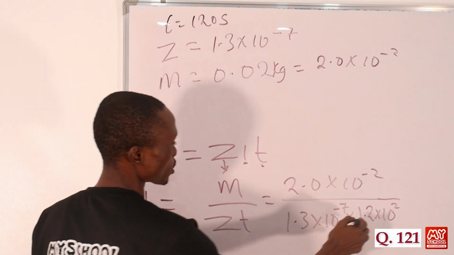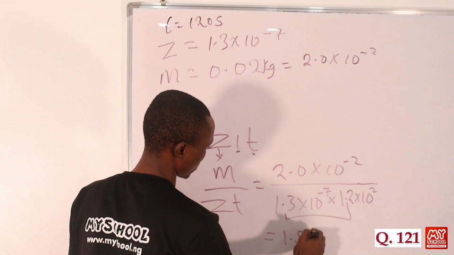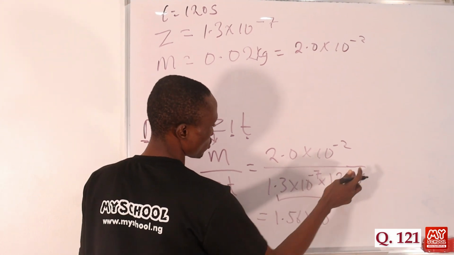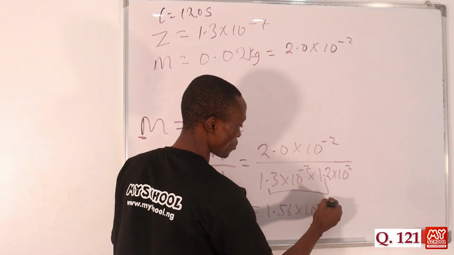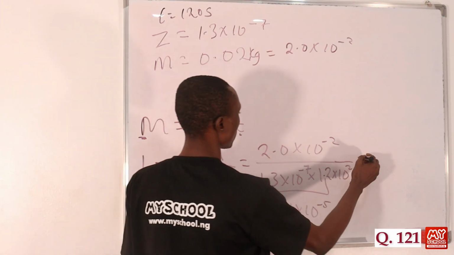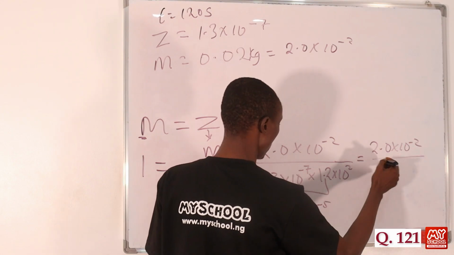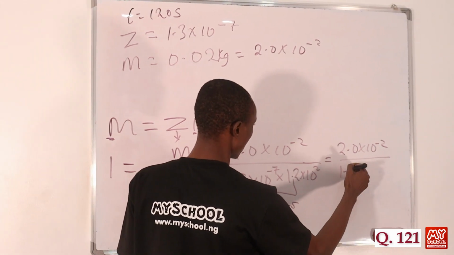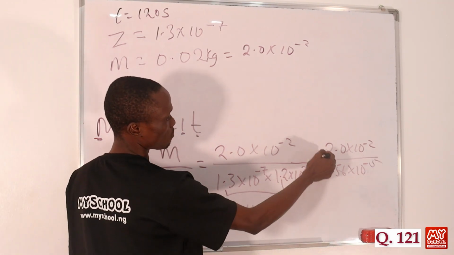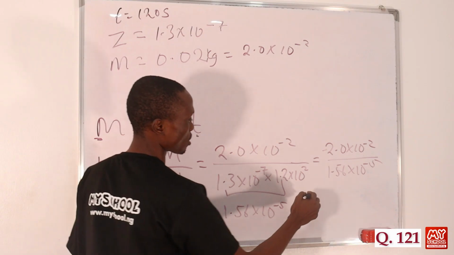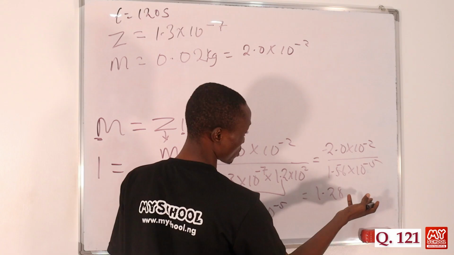Right? So if we multiply these two together, that will be equal to 1.56 times 10 raised to power. Of course, we just apply the law of indices here, so that we'll be having minus 5. So here we'll be having 2.0 times 10 raised to power minus 2 all over 1.56 times 10 raised to power minus 5. So 2 divided by 1.56 will be equal to 1.28 something. Let's just leave it this way.